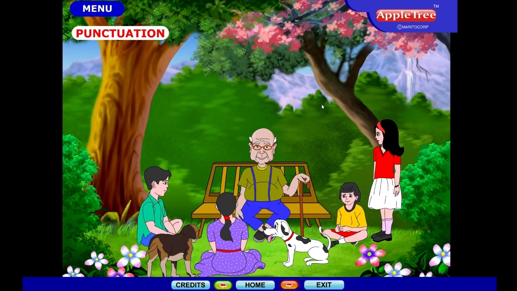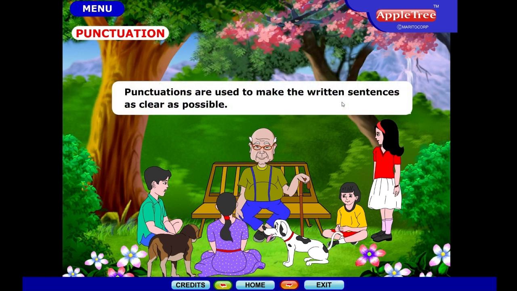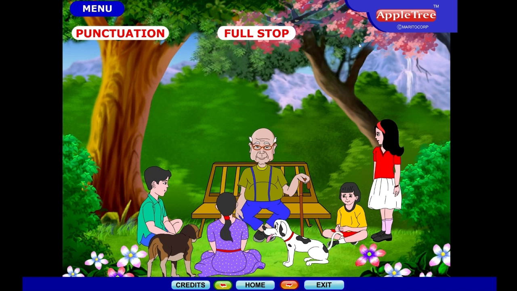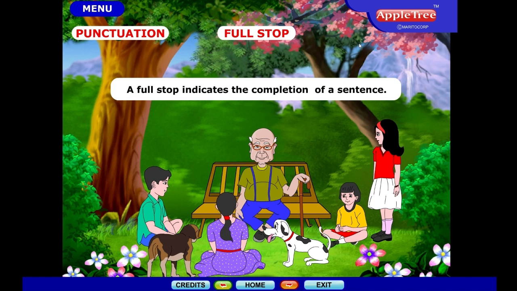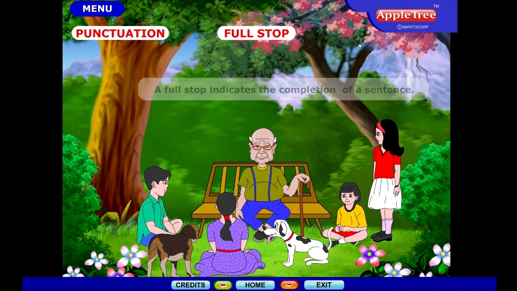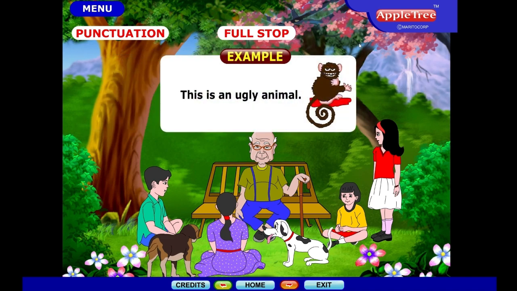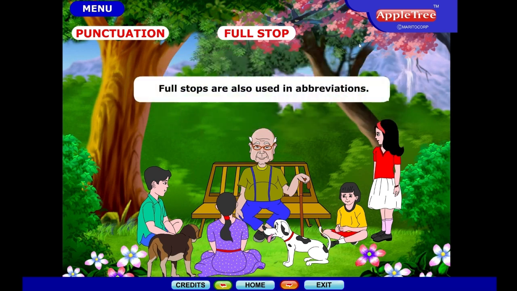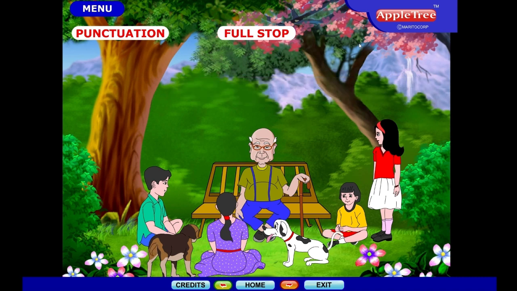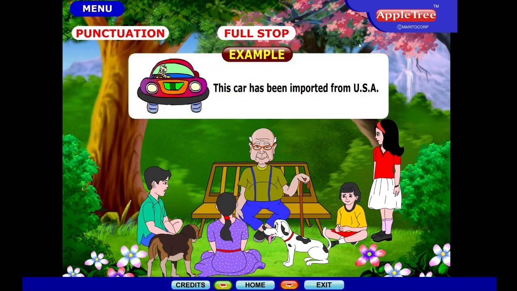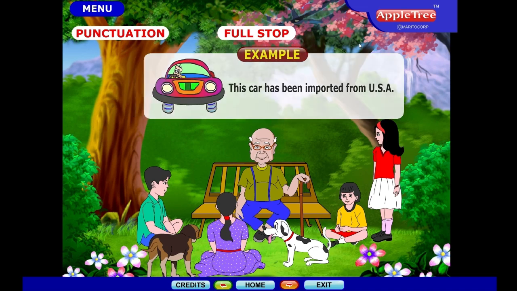Tell me, children, why should we use punctuations? Punctuations are used to make the written sentences as clear as possible. Vinod, do you know the usages of full stop? A full stop indicates the completion of a sentence. Example: This is an ugly animal. Full stops are also used in abbreviations. Example: This car has been imported from USA.